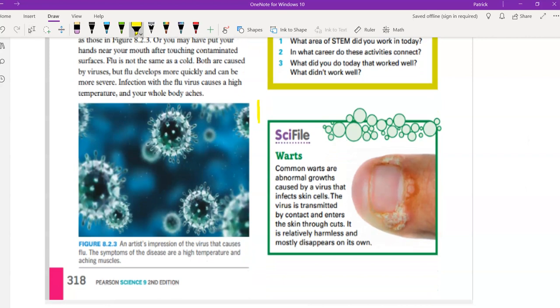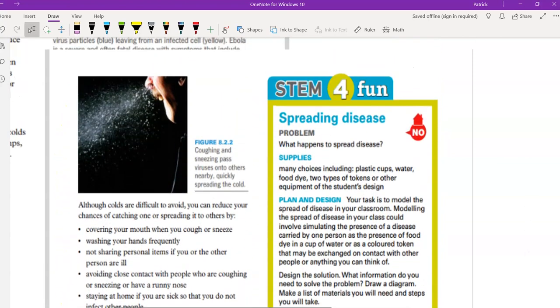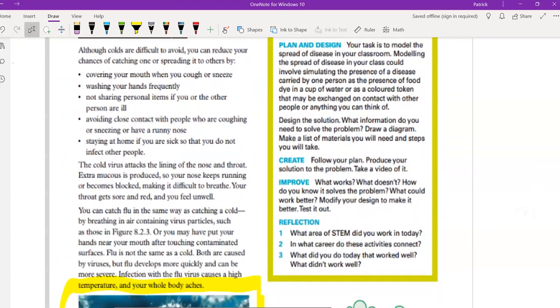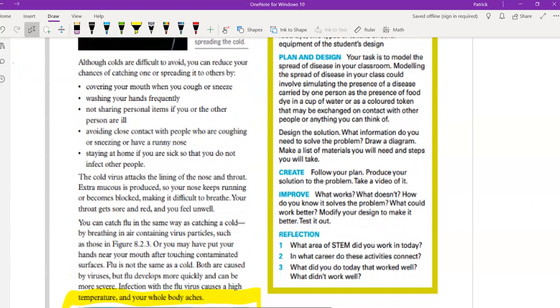Take a close look again at these figures here, and we are going to compare them in the next video when we have a look at the coronavirus. This is an artist's impression of viruses that cause the flu. The symptoms of the disease are high temperature and aching muscles. So we can look at these ones here and see that what we're doing now has been fairly standard. We just need to be more aware of it.